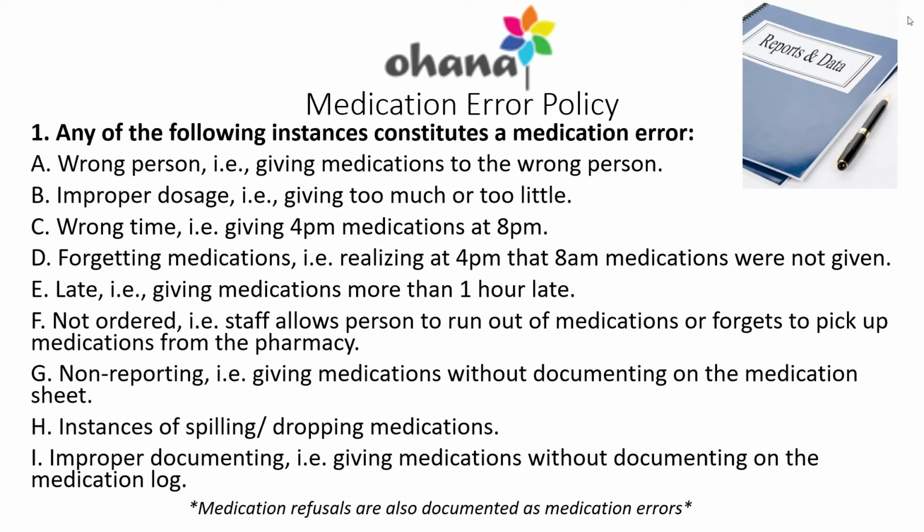And lastly, improper documenting. So let's say you gave a medication but didn't sign for it. This might seem like a smaller problem, but in fact it is just as serious as all the rest of them. So if you give a medication and don't sign for it, the next shift can come in and they can't give medications until they know if the medication beforehand was given. This is to prevent either double dosing or improper dosing of medications.